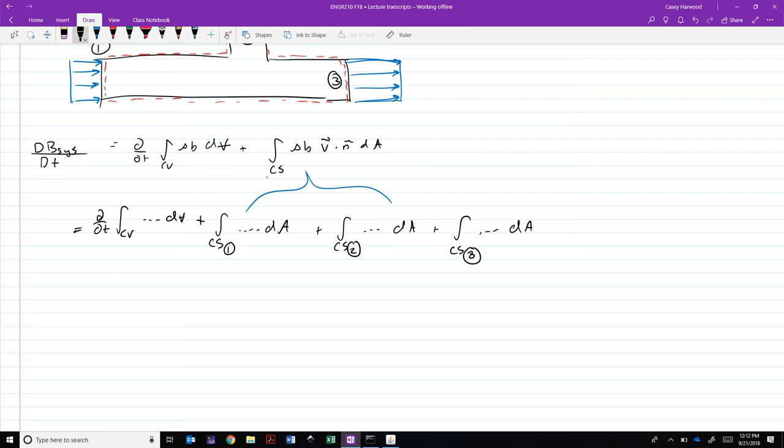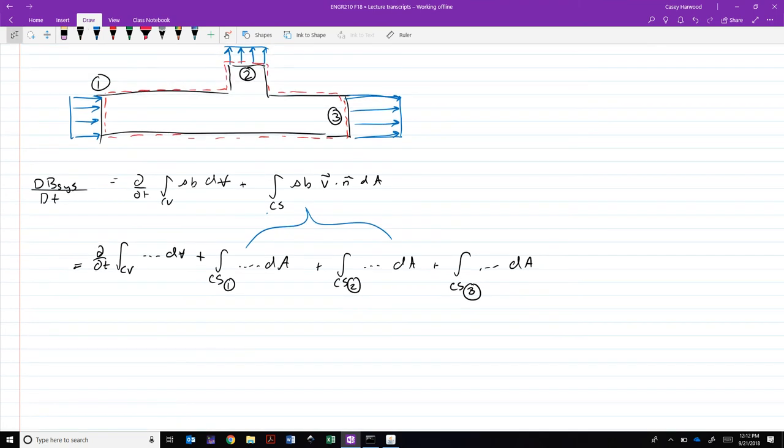Now, if we wanted to integrate over the control surface 1, for example, the integral over CS1 of rho B V dot N dA. The reason this is a good illustration of how things become easier when you have uniform flow is that if it's a uniform flow, that means that V does not change over the area. So it becomes a constant, and V dot N becomes a constant. And if it's a constant, you can move it outside of the integral.